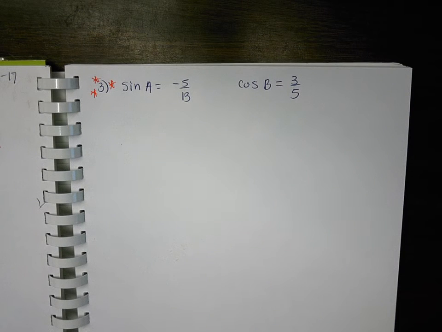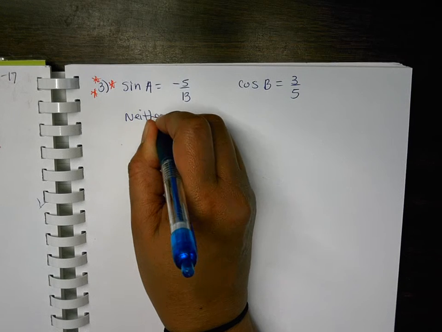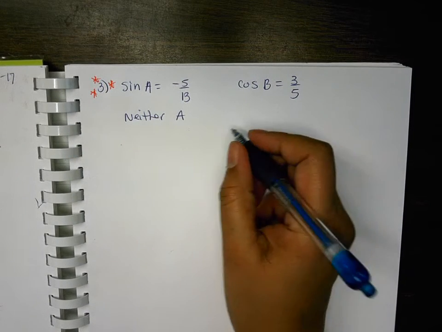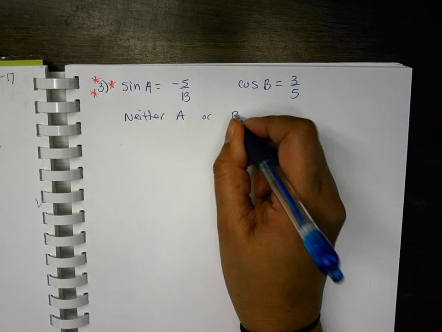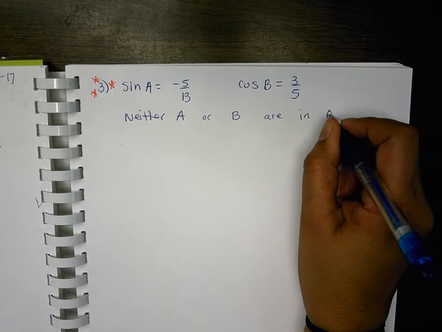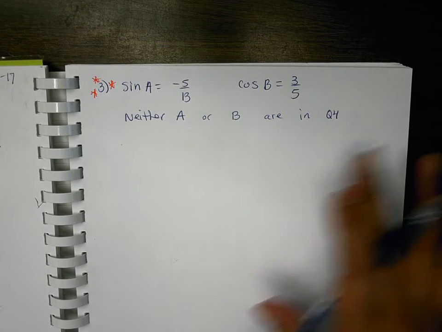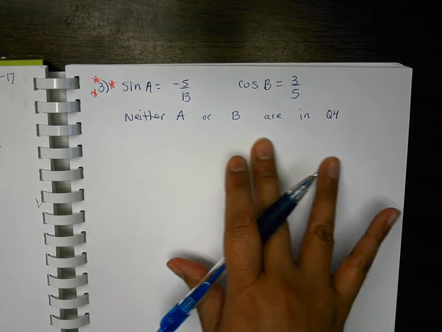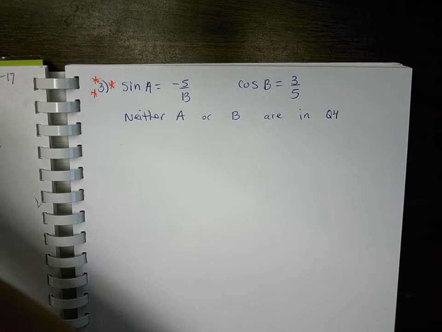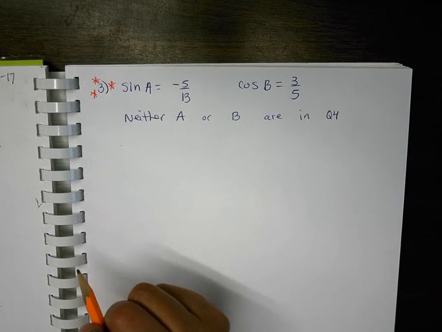All right, so neither A or B are in Q4. You are correct. This is the hint so you know where to draw it. What does Q4 mean? Quadrant 4. Before I ask the question, what was that? I said quartile. I don't know why I said quartile.